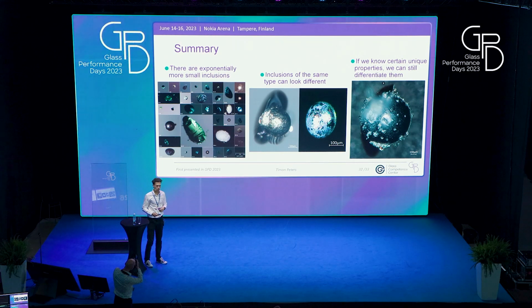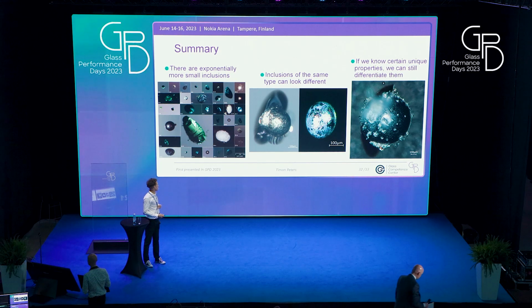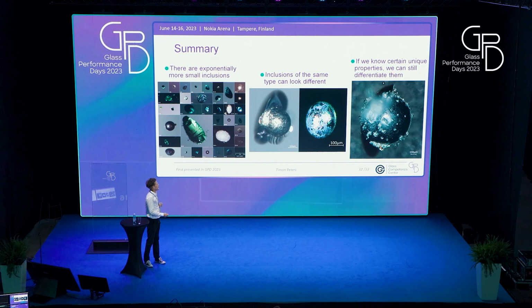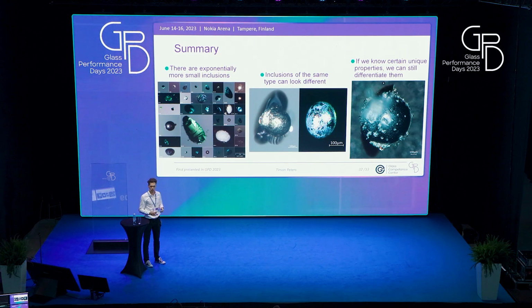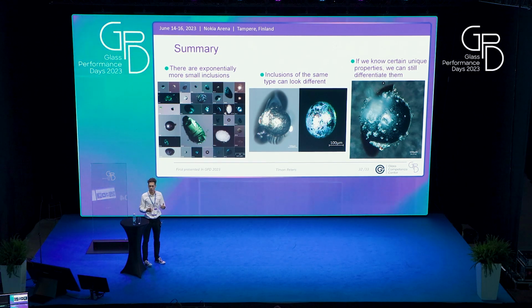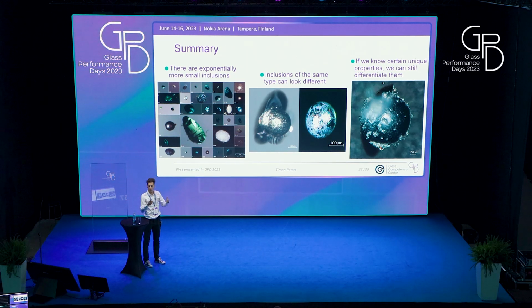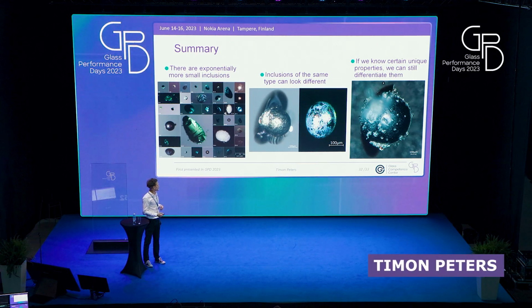So in summary, there are exponentially more small inclusions in the glass than large ones. Inclusions of the same type can look very different, but if we know certain unique properties, we can always differentiate them without destroying the glass, and maybe in the future have systems where the glass is checked down to a size of 50 micrometers and only the critical inclusions are thrown away and everything else is kept in the glass, which would be very efficient for the glass industry.